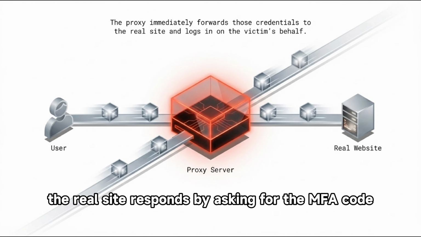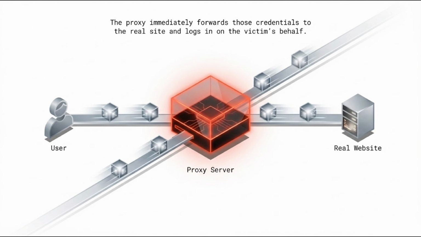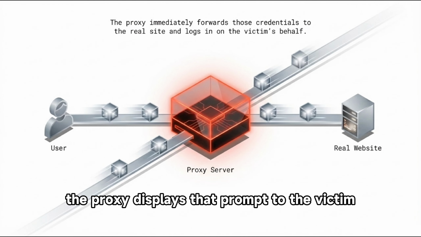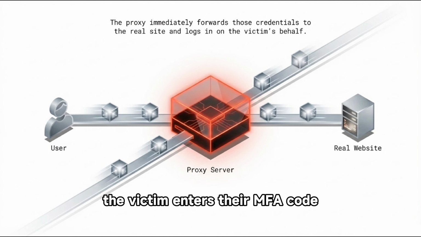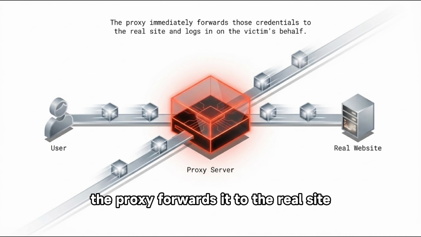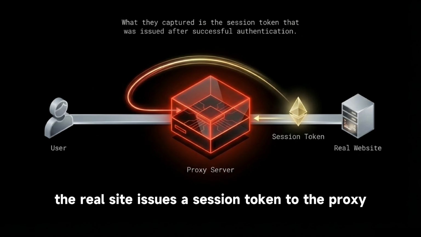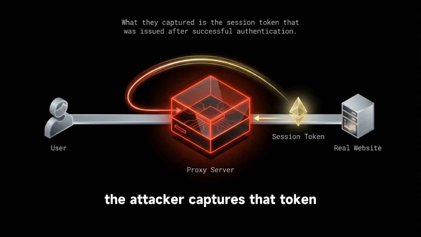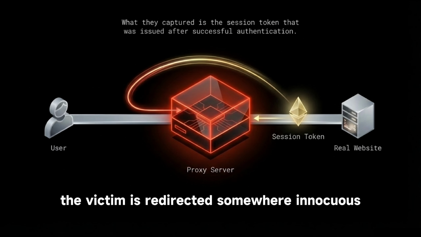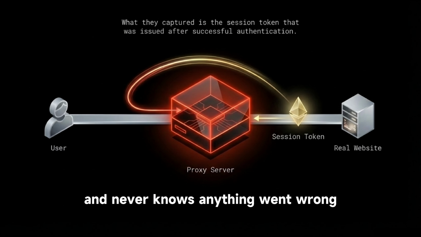The real site responds by asking for the MFA code. The proxy displays that prompt to the victim. The victim enters their MFA code. The proxy forwards it to the real site. Authentication succeeds. At this point, the real site issues a session token to the proxy. The attacker captures that token. The victim is redirected somewhere innocuous and never knows anything went wrong.